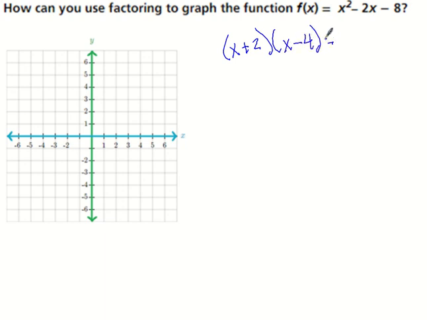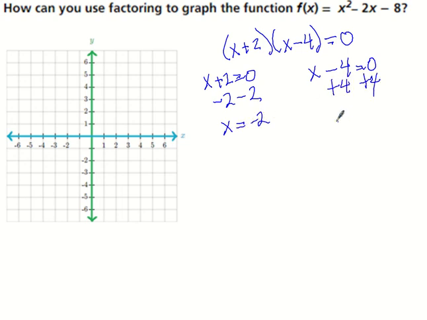And then we're going to set it equal to 0 because that's how we're going to solve for it, right? So x plus 2 equals 0, x minus 4 equals 0. Minus the 2, x equals negative 2. Add the 4, x equals positive 4. Remember, these are points on a graph. This is negative 2, 0. This is 4, 0. And now I have my x-intercepts.